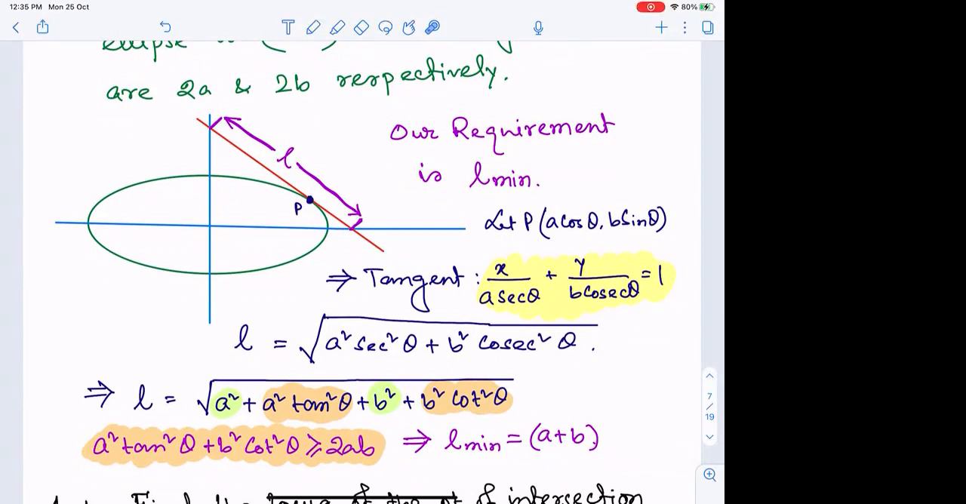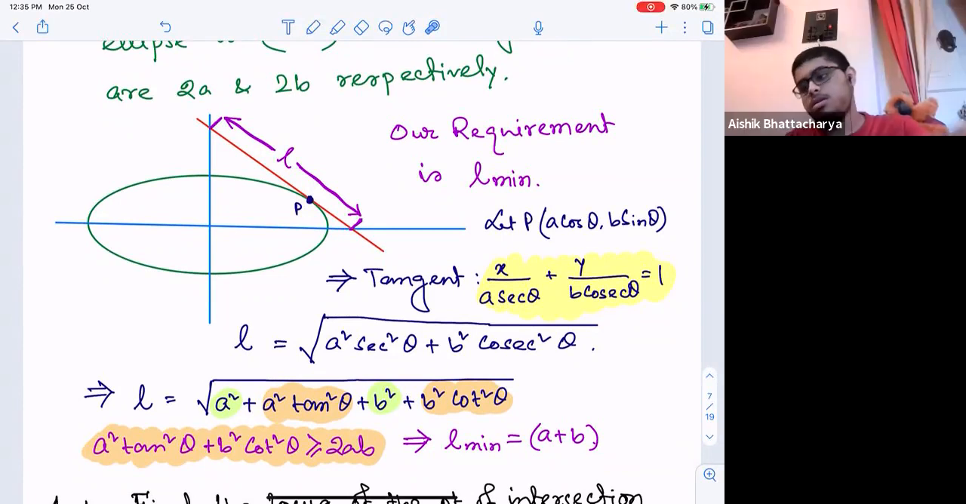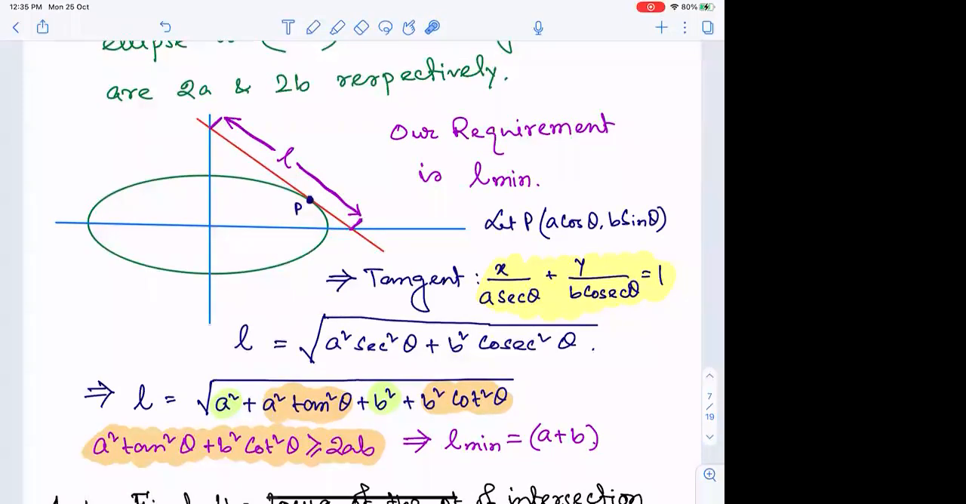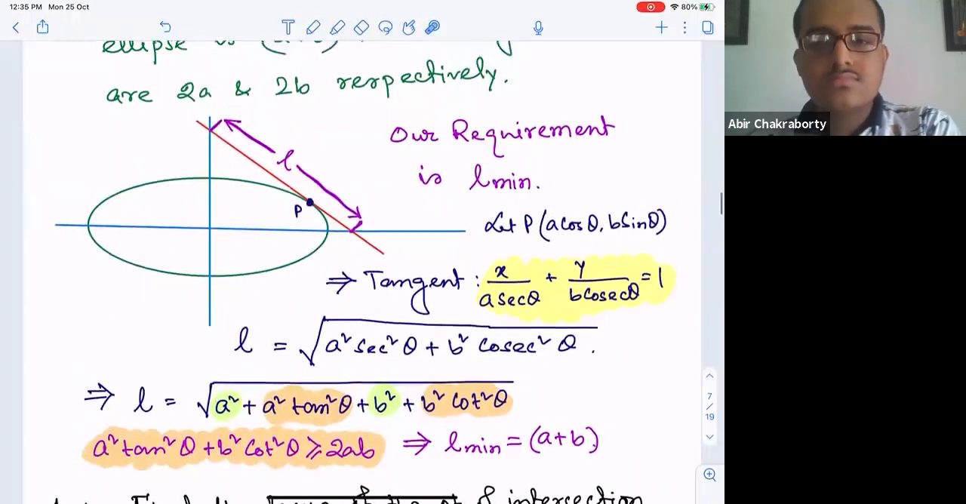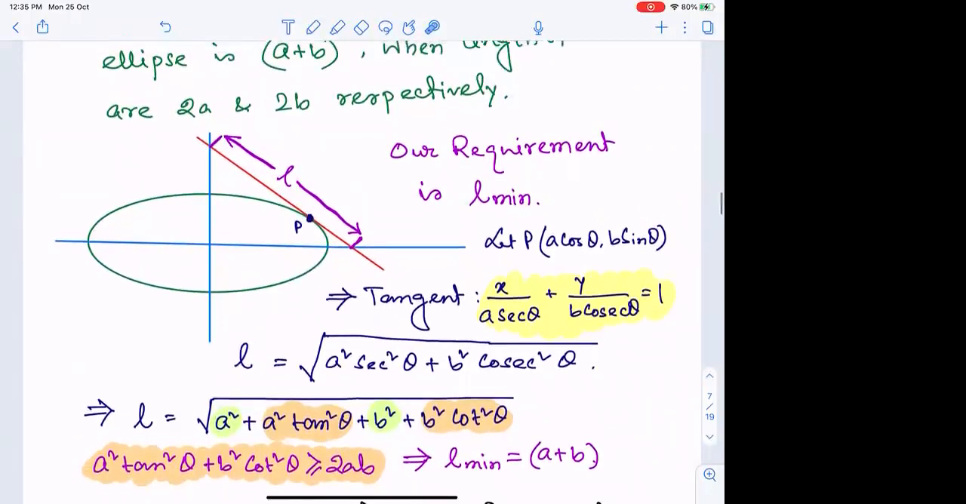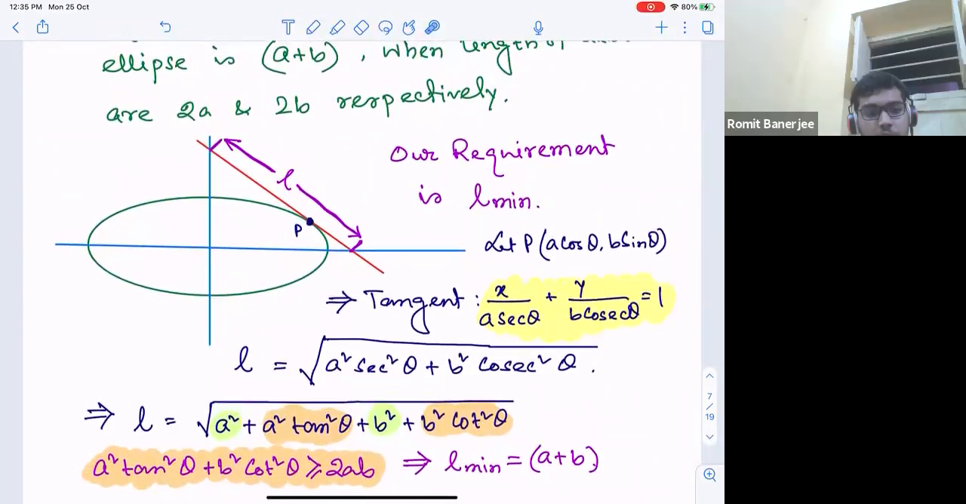Is that okay with everyone? Yes, sir. Any confusion in the calculation? No, sir.